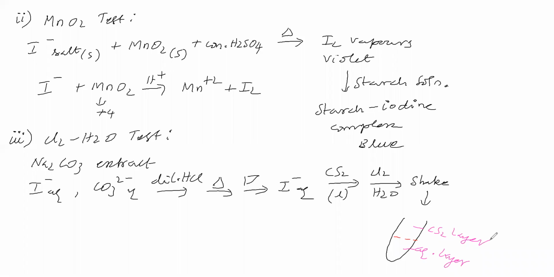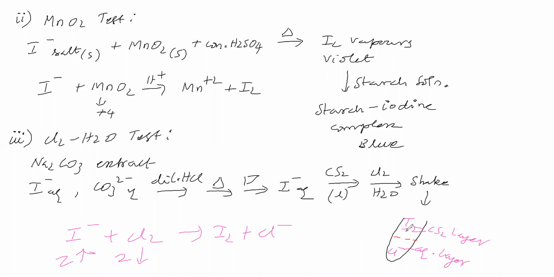What is the chemical reaction possible here? This I minus reacts with Cl2. Since the halogen has a lower atomic number and the halide has a higher atomic number, that chemical reaction is possible. So I minus undergoes oxidation to give iodine, and chlorine undergoes reduction to give Cl minus. This iodine goes to the CS2 layer, and Cl minus goes to the aqueous layer.